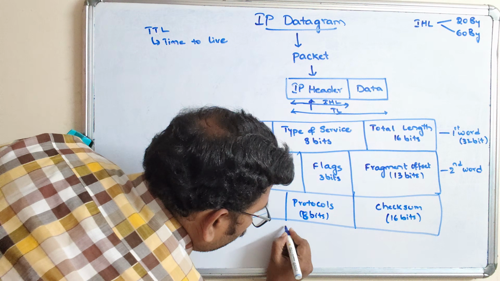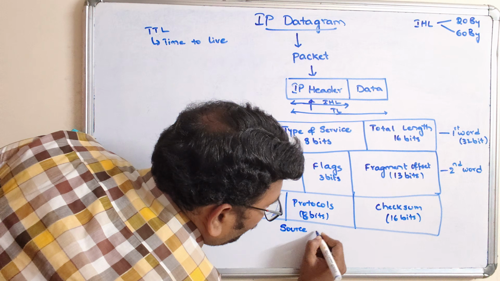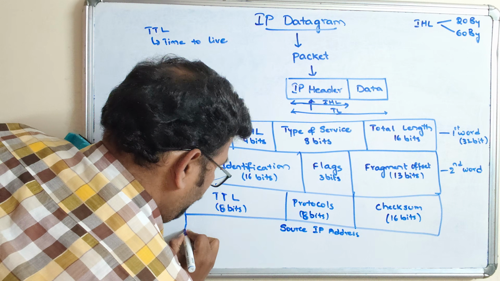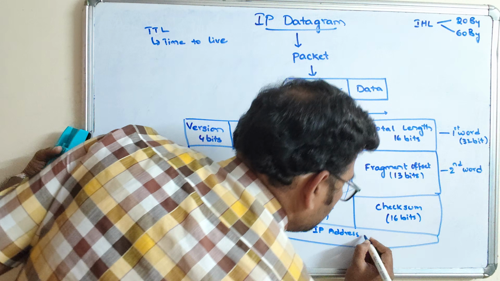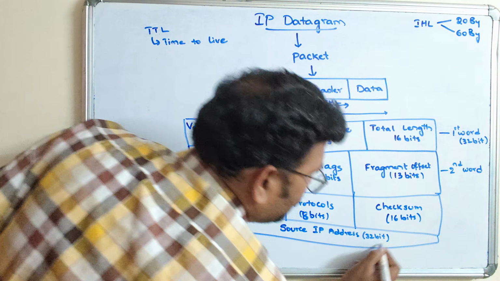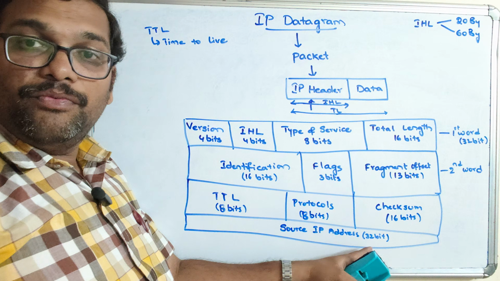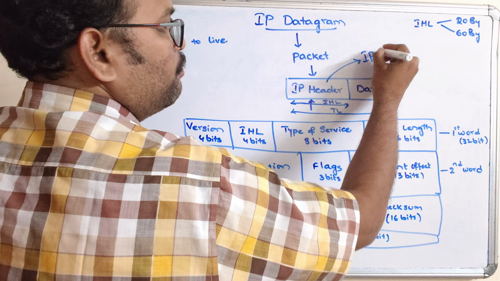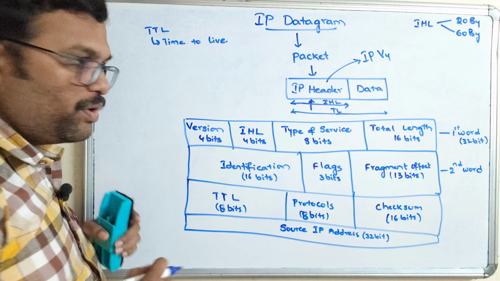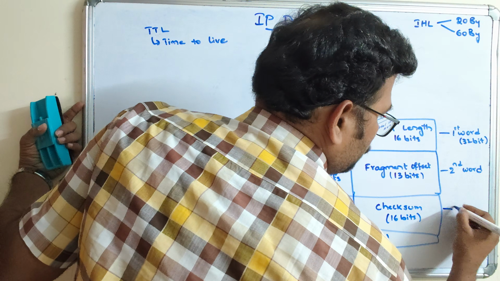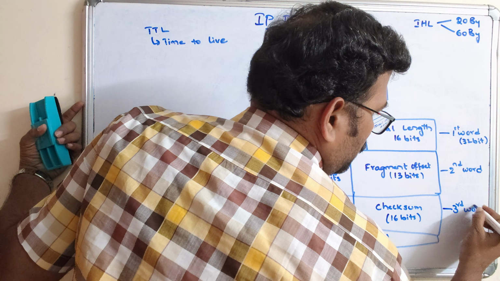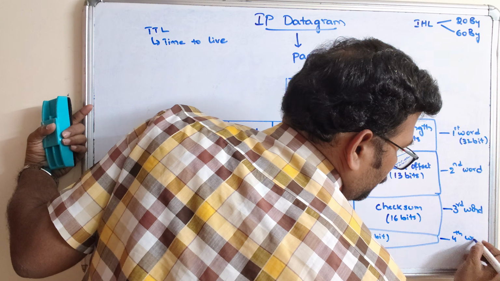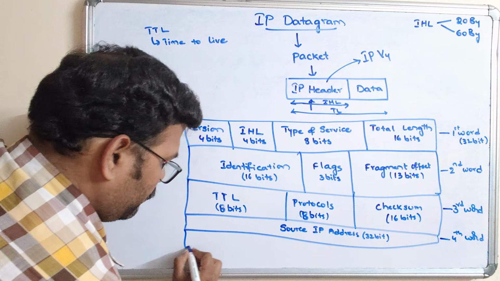And the next one, source IP address, which is 32-bit. We know that if it is 32-bit, this is IP version 4. So this particular thing is an IP version 4 header. And this one is the third word, and this is the fourth word.